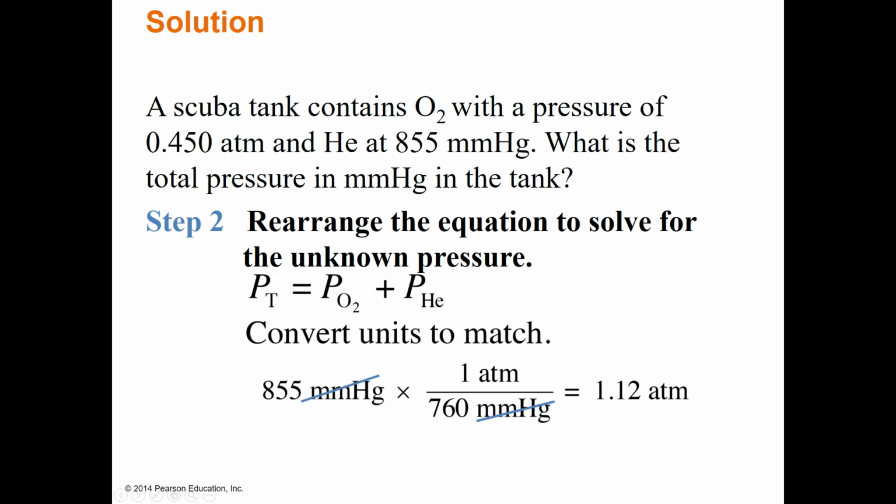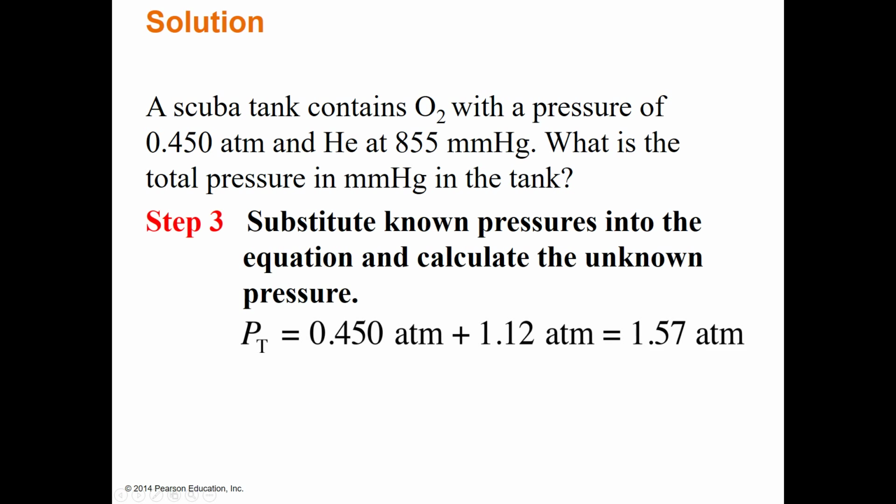And 855 millimeters of mercury, using the conversion factor 1 atm over 760 millimeters of mercury, would give you 1.12 atms. Once you get the 1.12 atms, you can add it to the 0.45, and you get the total pressure.